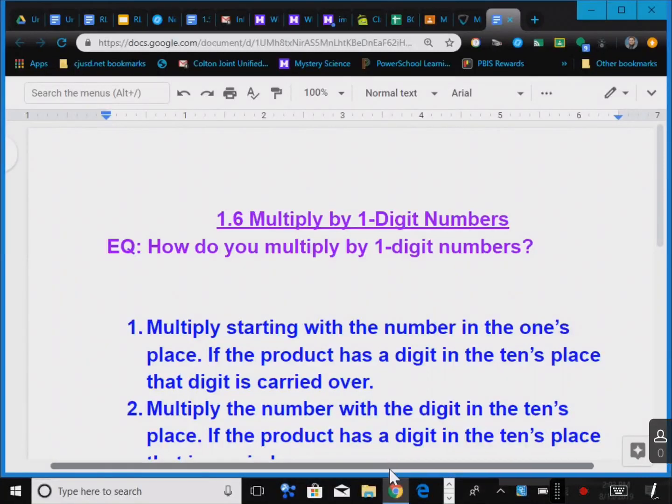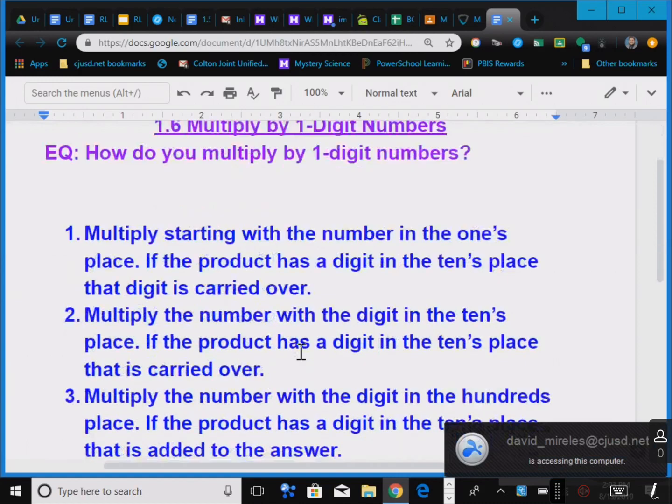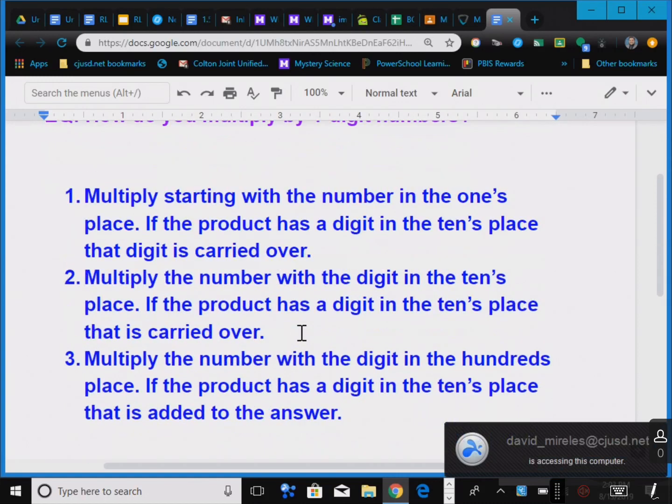Hello everyone, welcome to 1.6, multiply by one-digit numbers. The essential question today is how do you multiply one-digit numbers or multiply by one-digit numbers? So the steps are right here.